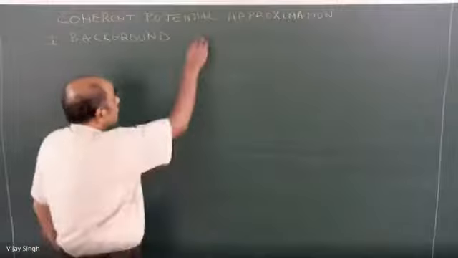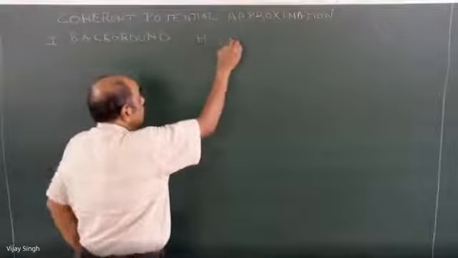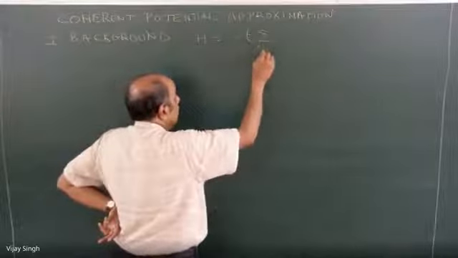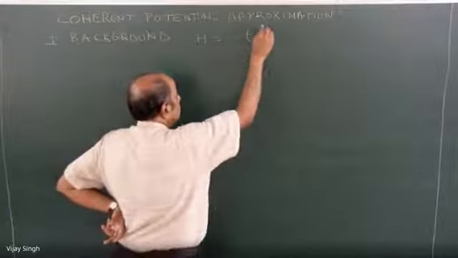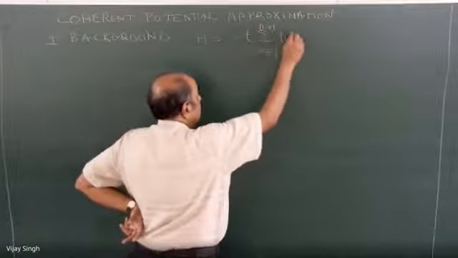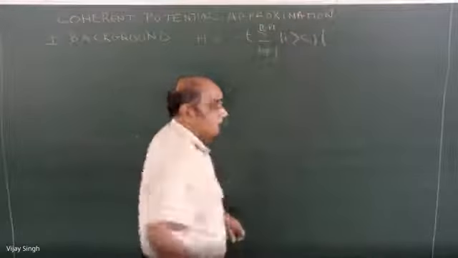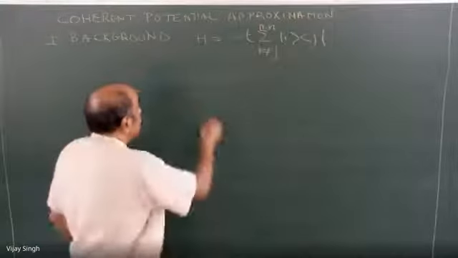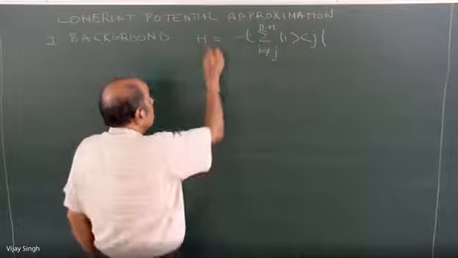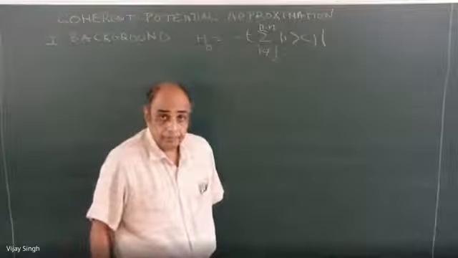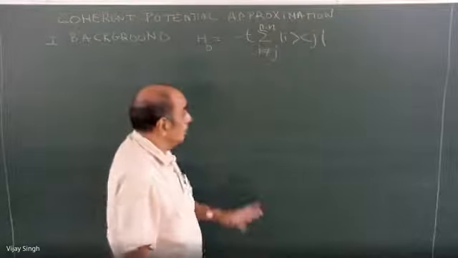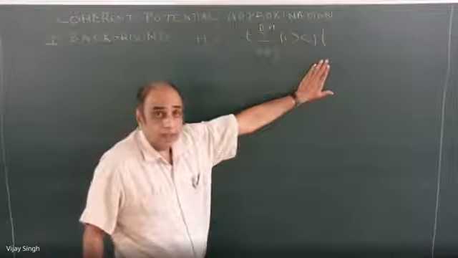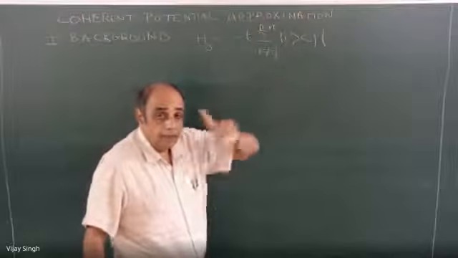If you have a Hamiltonian, which is simply minus t sum over i not equal to j nearest neighbor ij. That is to say, I take the diagonal term to be 0. That Hamiltonian we can call h0. This is the Hamiltonian with only the diagonal term epsilon equal to 0, nearest neighbor, if you are in one dimension.